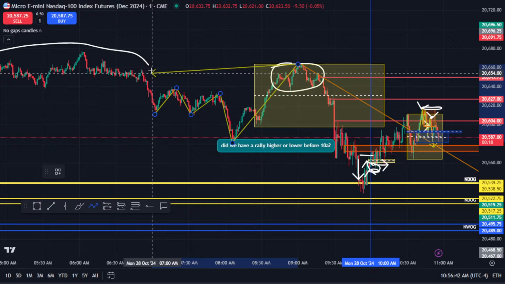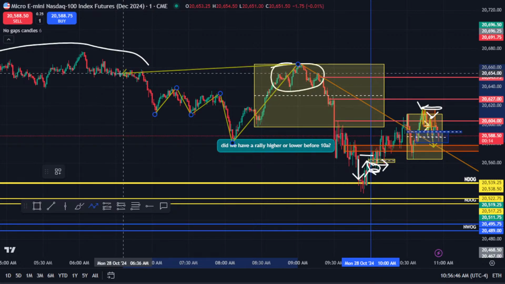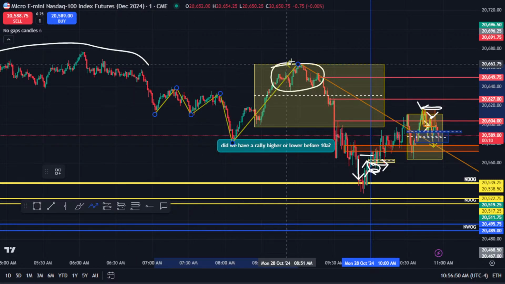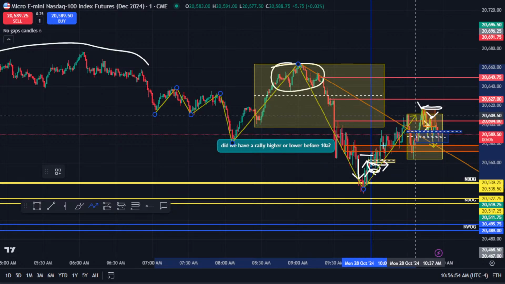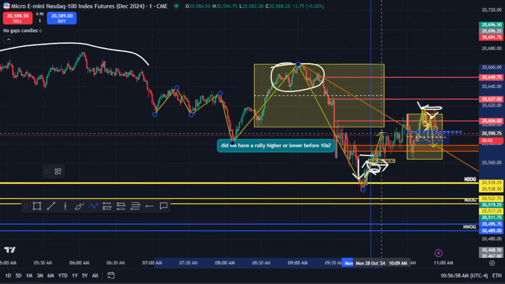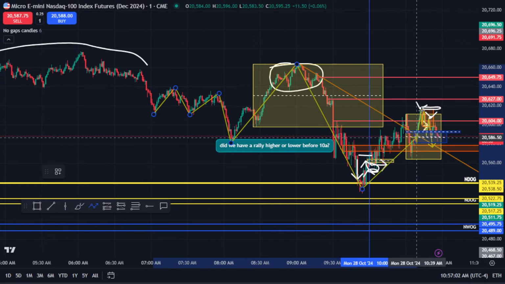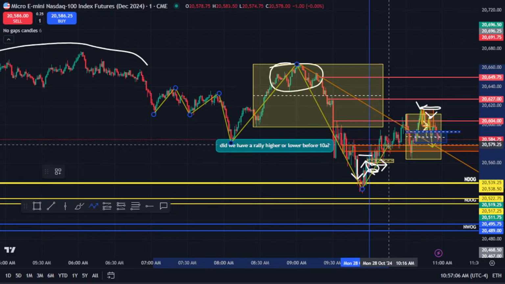Also, we swept this smooth area as well, but we didn't take out this high here. But then we put in a new low, and after 10, we just kind of slowly, in ugly fashion, made our way back up into the zone responsible for putting in the new low.